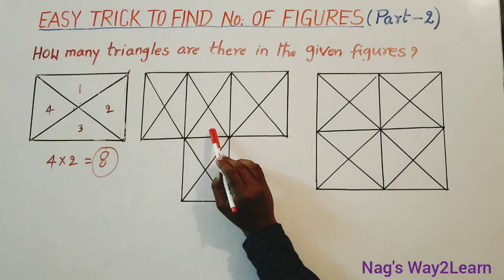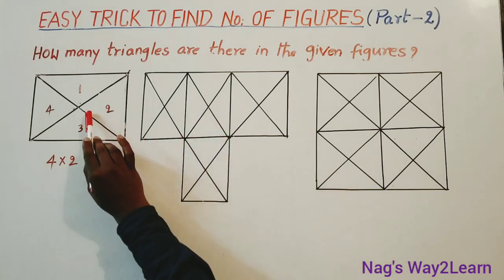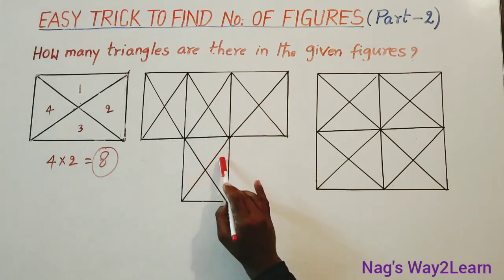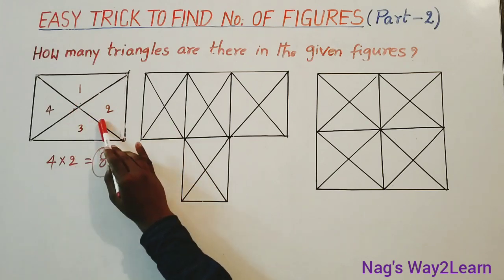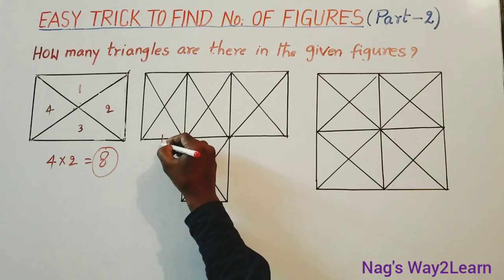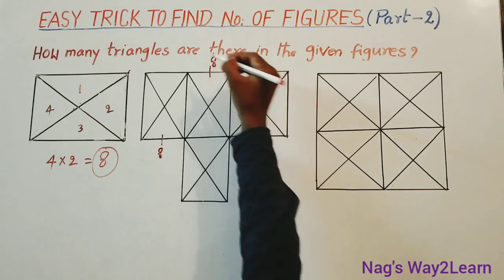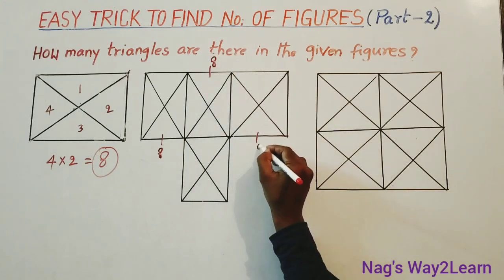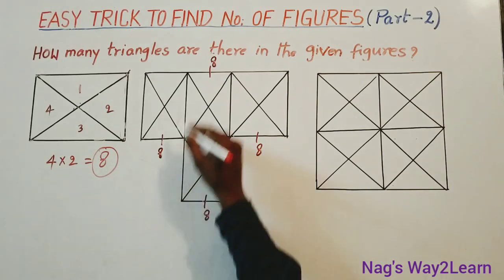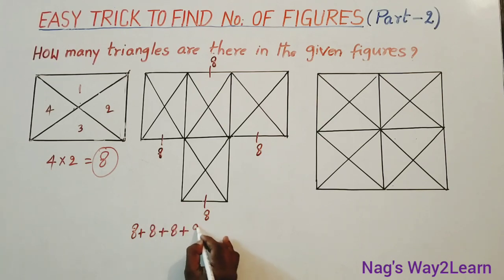How many triangles are there in this diagram? If you observe carefully, you can find this type of figure four times: 1, 2, 3 and 4. And you already know in this figure totally there are 8 triangles. Therefore in this figure 8 triangles are there, and in this figure also 8, in this part 8, and in this part 8 triangles are there. So totally 8 plus 8 plus 8 plus 8.